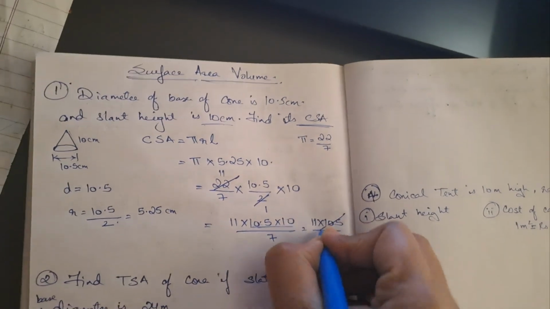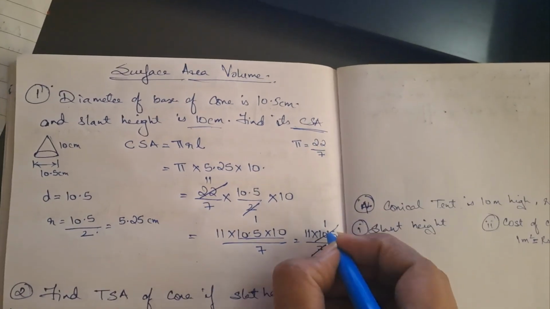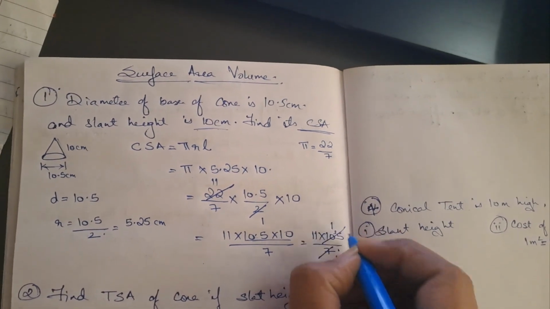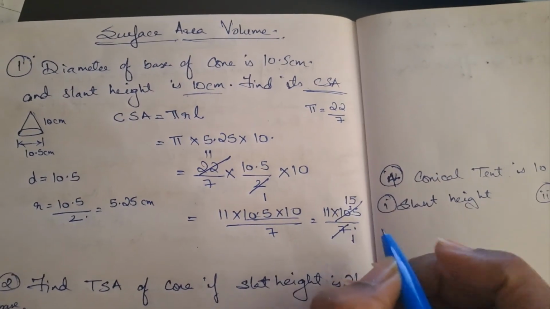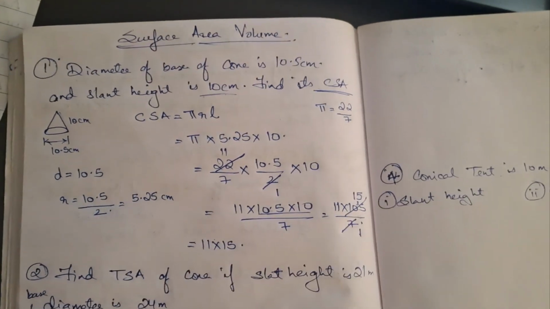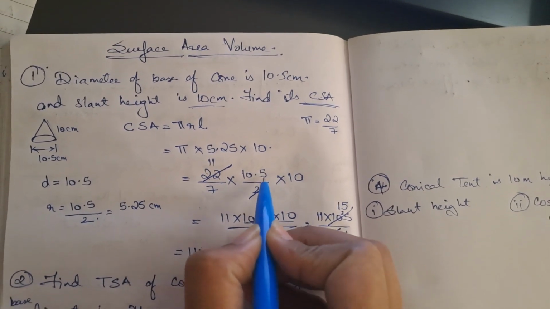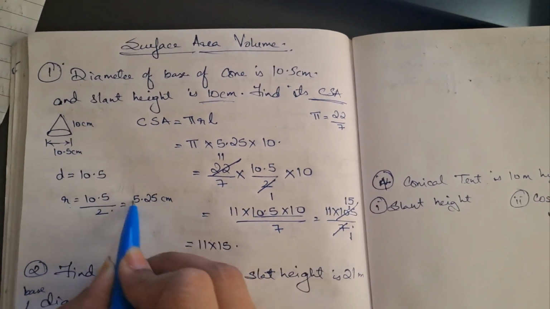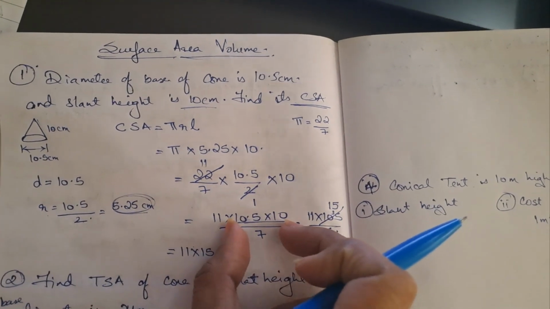7 ones are 7, 8, 9, 10, 3 is left, so it goes here. Then it has become 35 now. So 7 5s are 35. So I am left with 11 times 15. Look, since I took 10.5 by 2 for the radius instead of taking 5.25, the simplification became easy.